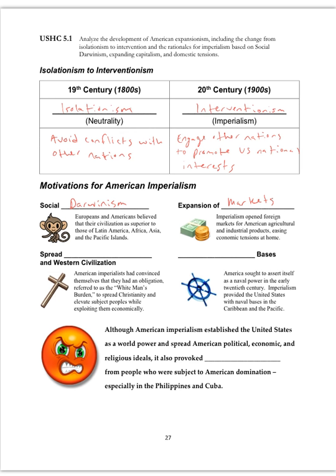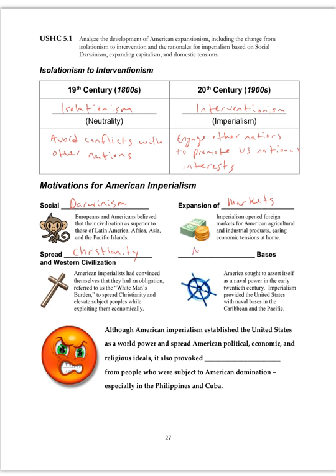Next, we have the spread of Christianity and Western civilization. American imperialists had convinced themselves that they had an obligation, referred to as the white man's burden, to spread Christianity and elevate subject peoples while exploiting them economically. So we thought we were helping them in terms of bringing them Western civilization.